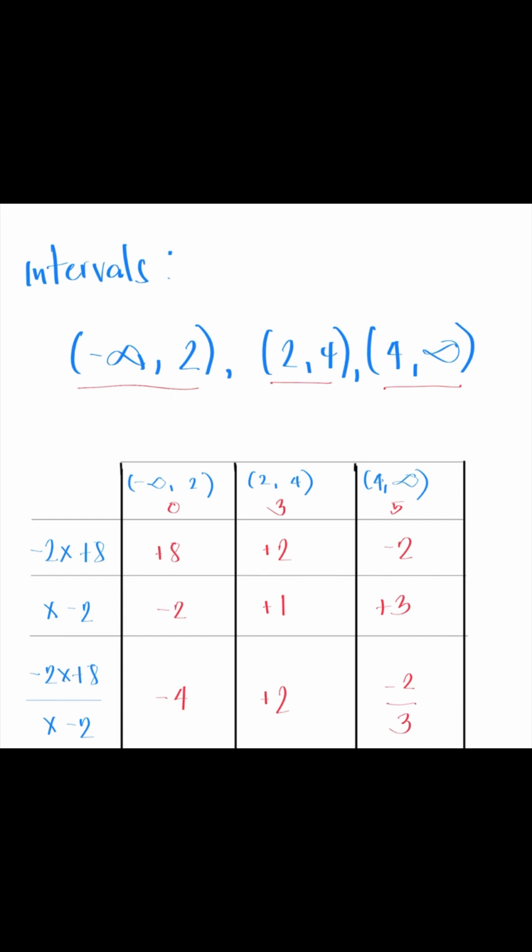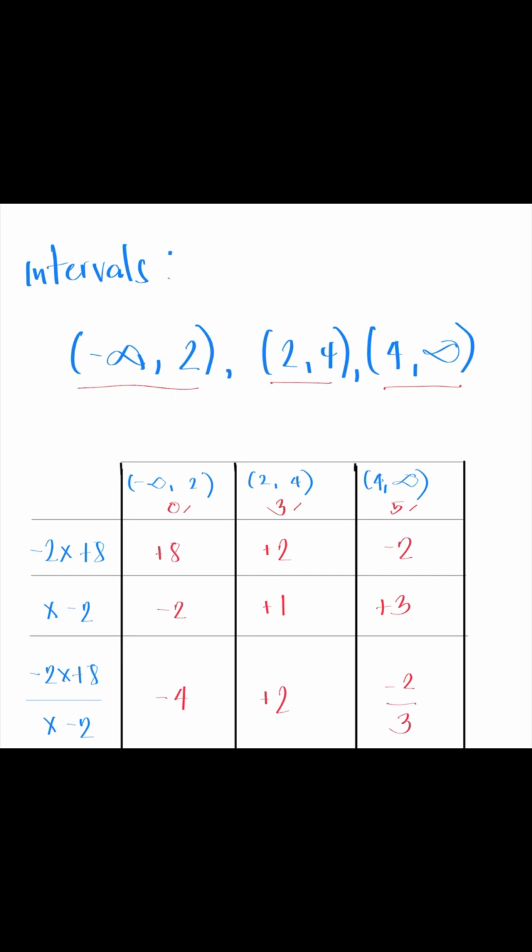Let's choose a value of x from the interval negative infinity to positive 2. Let's say 0. If we substitute 0 in the numerator negative 2x plus 8, the result is positive 8. Now, between 2 and 4, let's try 3. If we substitute 3 in the numerator negative 2x plus 8, that is equal to positive 2. And from the interval 4 to positive infinity, let's try 5. If we substitute it in the numerator negative 2x plus 8, that is now equal to negative 2.